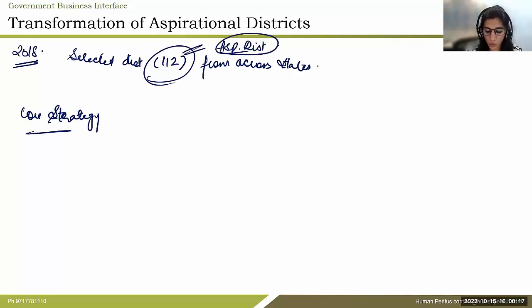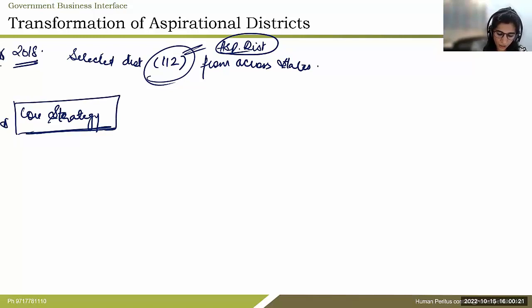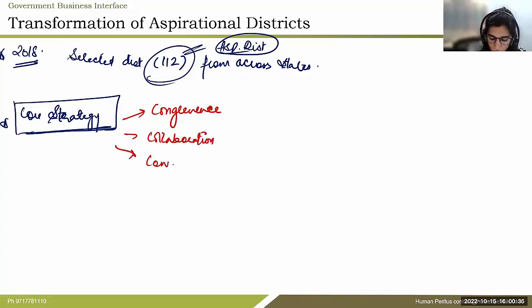And now what we will do with these districts. All right. So what would they do? Convergence is a thing. Collaboration is a thing. The strategy was three-pronged. And competition. So these three things were considered as the core strategy under this scheme.